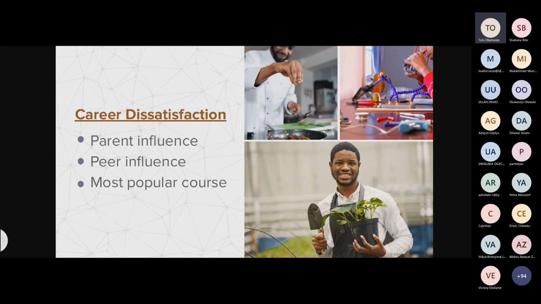So sometimes we are streamlined to the most popular courses around, and that also informs our decision of career path. These things can lead to career dissatisfaction if whatever you decide to go with does not gel with your personality. Your personality is very important. It's your core person. It's your core value.